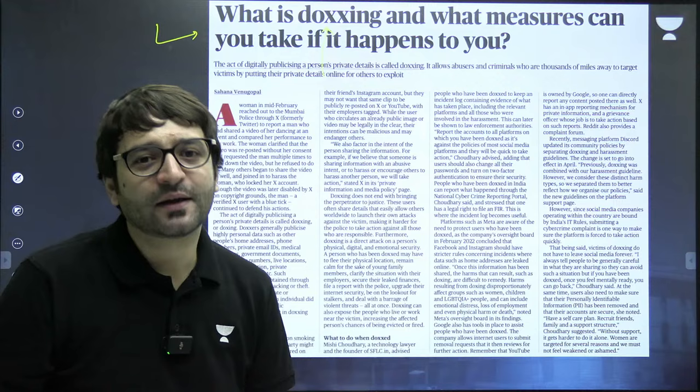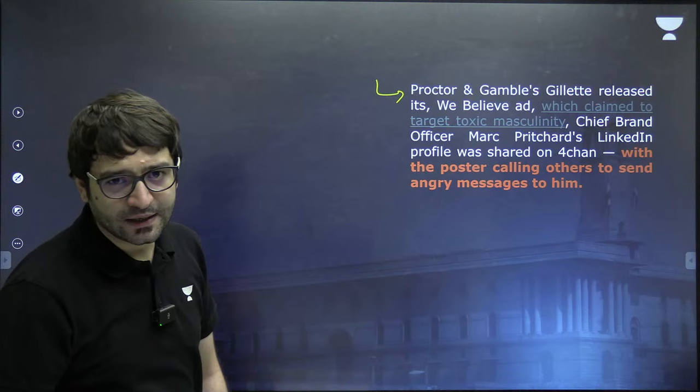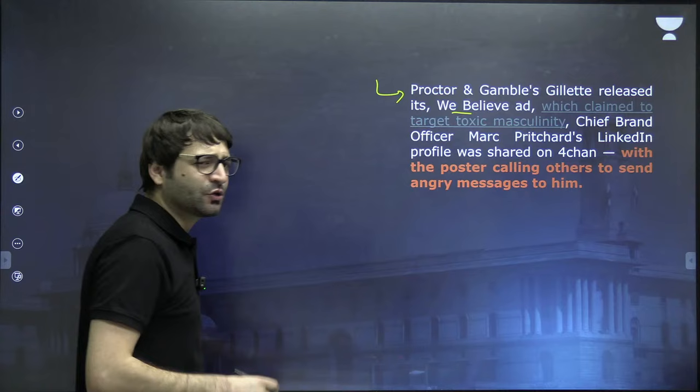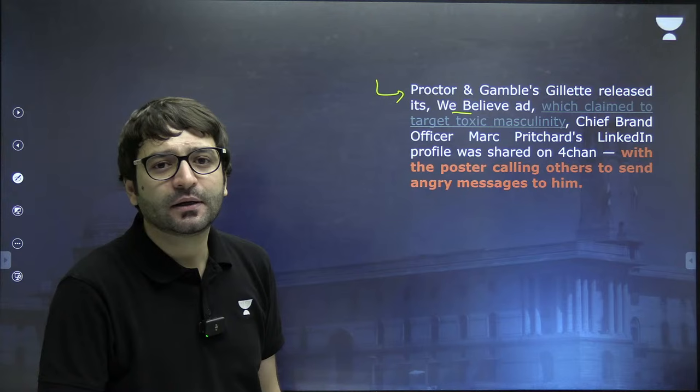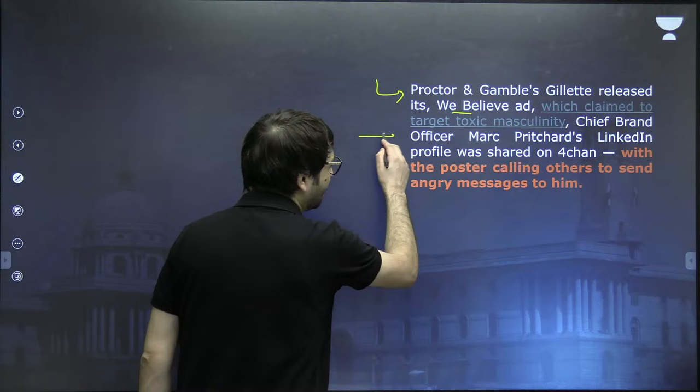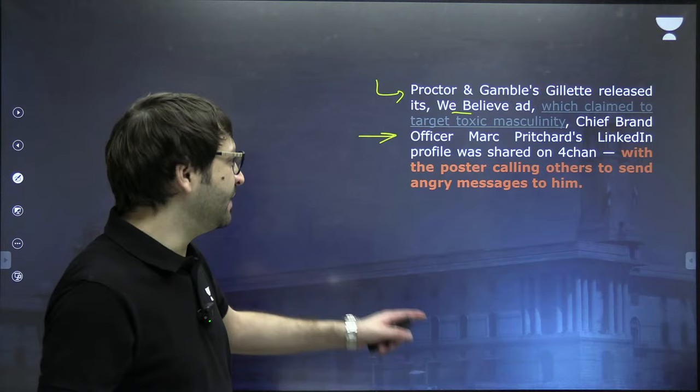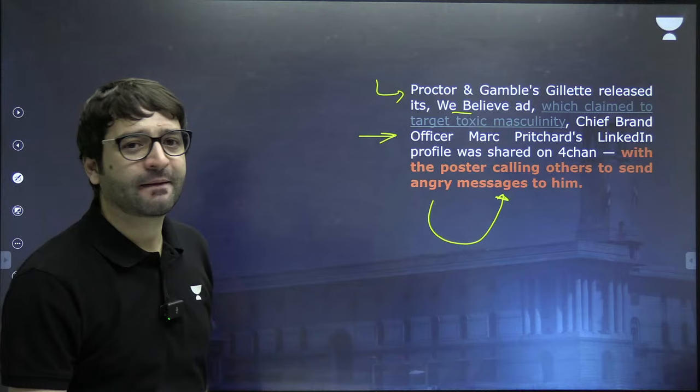Another example: P&G, Procter & Gamble, has a product called Gillette. It released a campaign, We Believe, which was an ad which attacked toxic masculinity. Somebody posted an image of the chief marketing officer of Gillette on a website and asked people to send angry messages to him. This is what we call doxing.